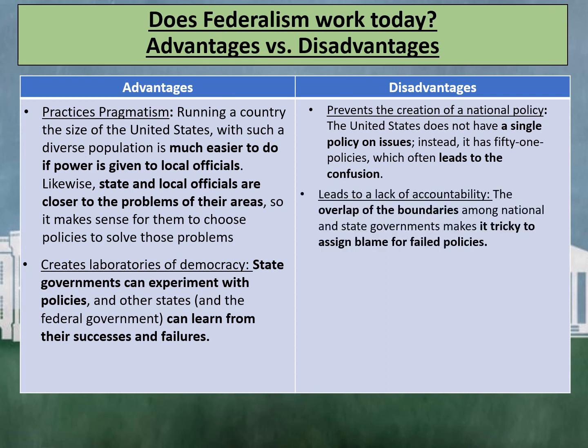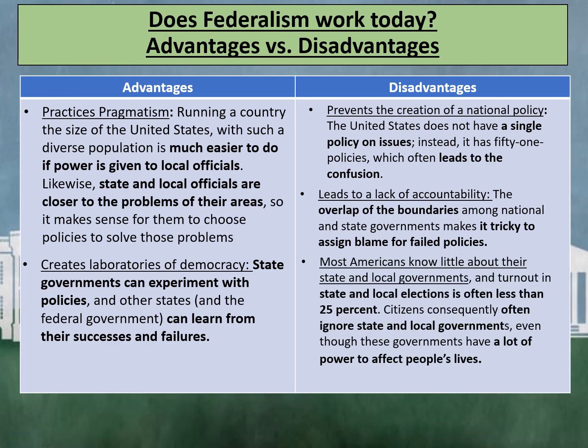It also leads to a lack of accountability. The overlap of boundaries among national and state governments makes it tricky to assign blame for failed policies. Most Americans know little about their state and local governments, and turnout in state and local elections is often less than 25%. Citizens consequently often ignore state and local governments, even though these governments have a lot of power to affect people's lives.